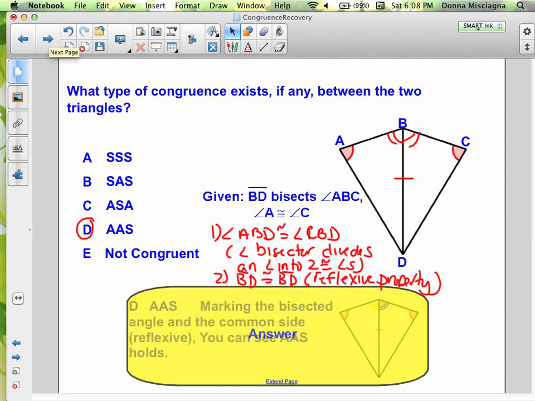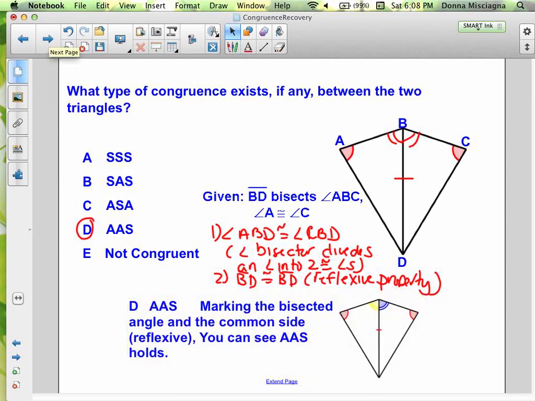How about this one? This one has one. Marking the bisected angle and the common side, which is the reflexive property, you can see angle, angle, side holds. Every so often there's something underneath those marks. Angle, angle, side is the correct triangle congruence postulate. Always mark your information so you can see, don't make a guess. Do we have another one, or is it angle, angle, angle? Let's see what comes up next.